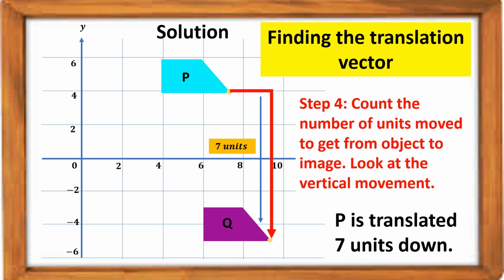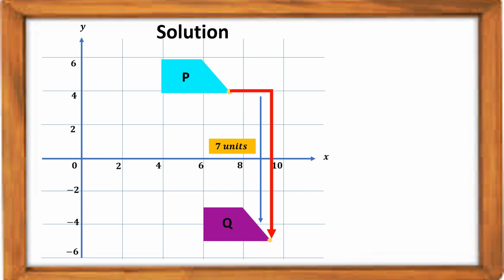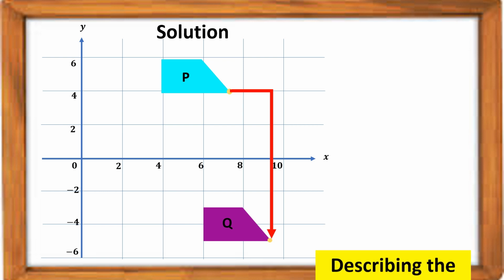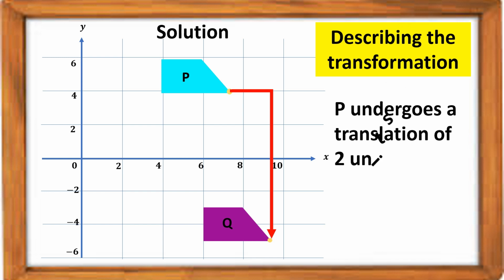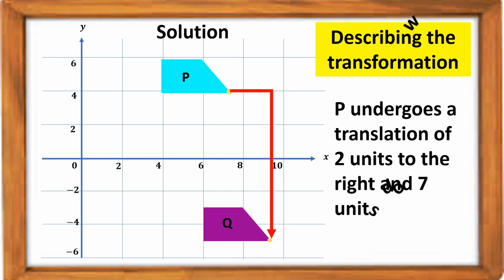we'll come to the translation vector, in case anybody wrote the translation vector. So you'll know if you were correct or incorrect. We move down on the y-axis, so after this part of the translation, 2 units to the right, we're going to continue by saying and 7 units down.